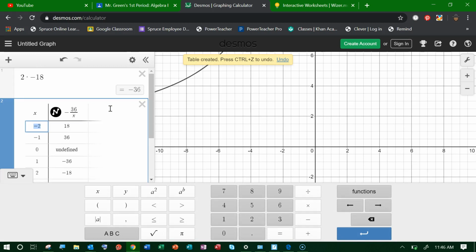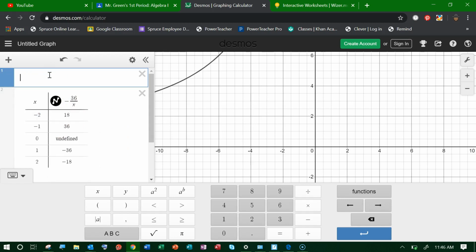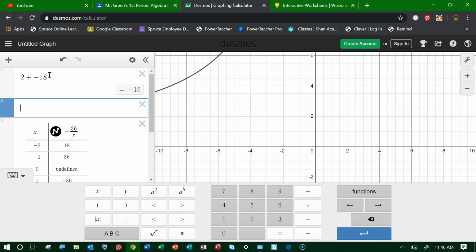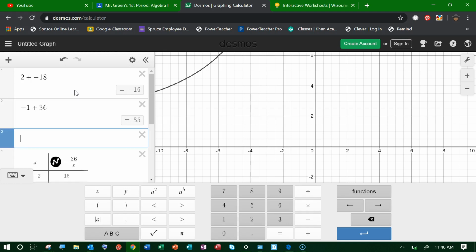All right. So what am I looking for? I'm looking for two numbers that multiply together to give you negative 36, which all of these do. But if I add them, I'm going to get a positive 9. Like, for instance, what if I add that 2 and that negative 18? What if I just type in 2 plus negative 18? Will that give me a 9? No, that gave me a negative 16. Well, how about that negative 1 plus 36? That give me 9? Nope, that gave me a 35.